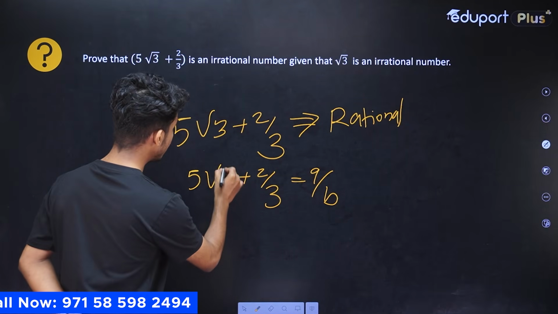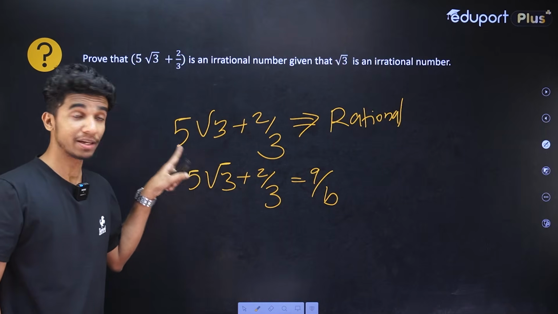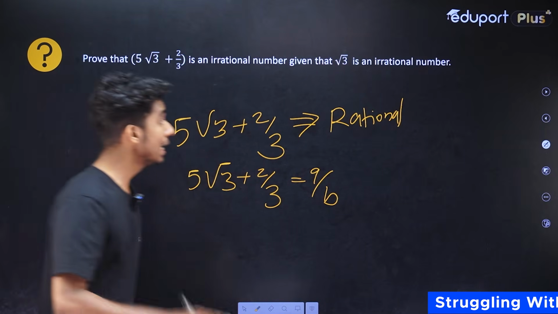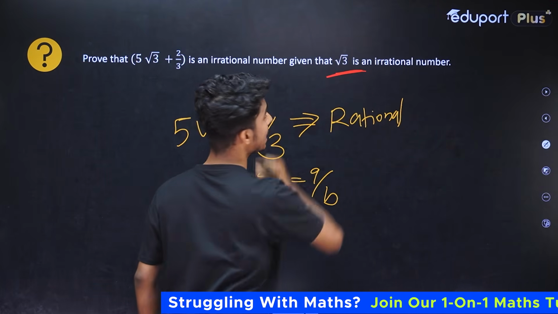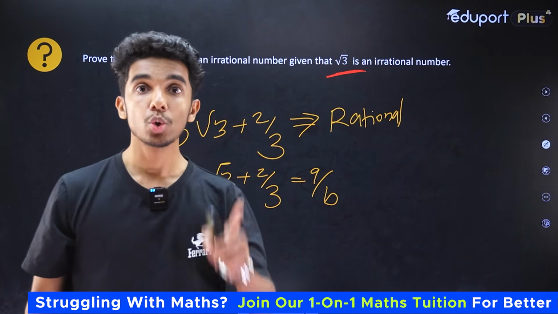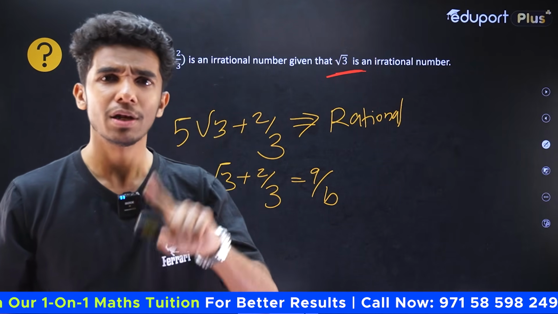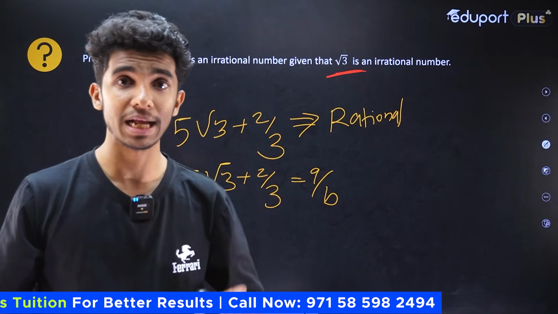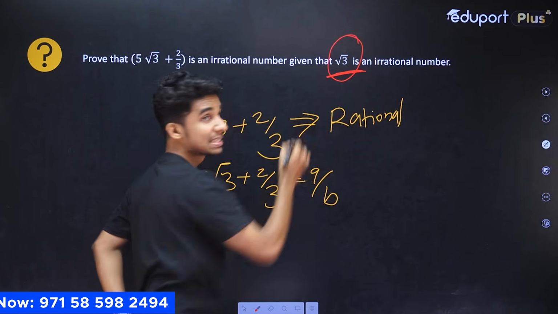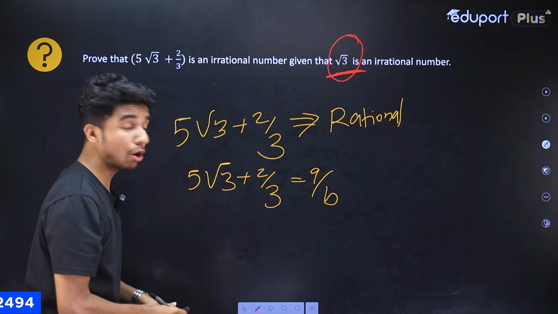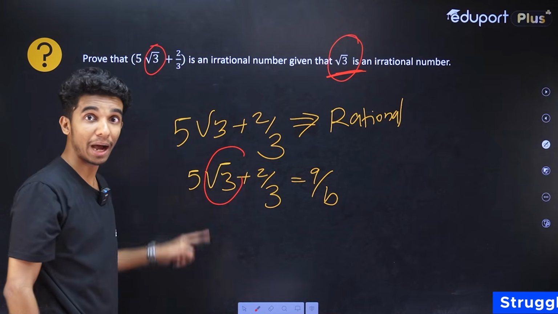In any problem like this, remember the shortcut. You will be given a condition that root 3 is an irrational number. You will be given any number like root 5 is irrational, root 3 is irrational, root 10 is irrational. Look at that number, root 3. Somehow isolate root 3 from this number.